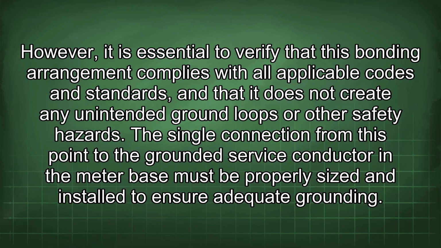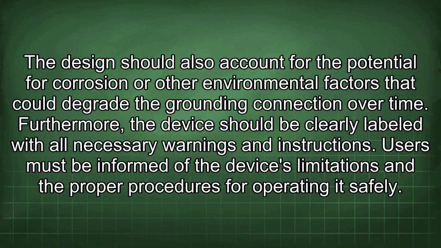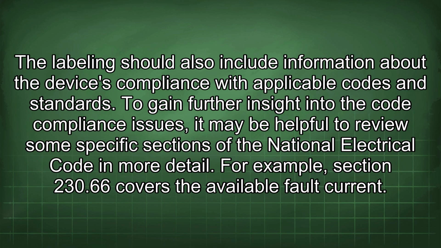The single connection from this point to the grounded service conductor in the meter base must be properly sized and installed to ensure adequate grounding. The design should also account for the potential for corrosion or other environmental factors that could degrade the grounding connection over time. Furthermore, the device should be clearly labeled with all necessary warnings and instructions. Users must be informed of the device's limitations and the proper procedures for operating it safely. The labeling should also include information about the device's compliance with applicable codes and standards.